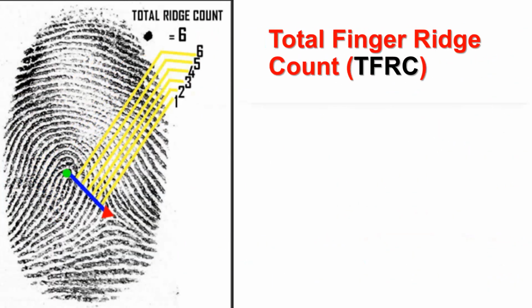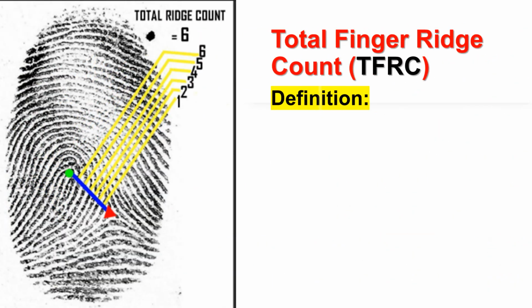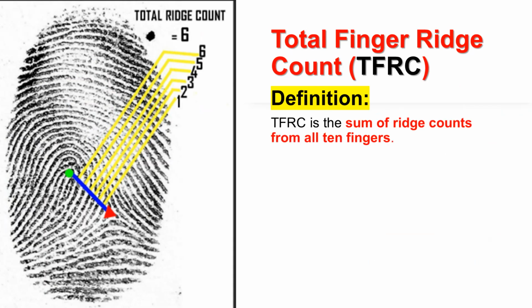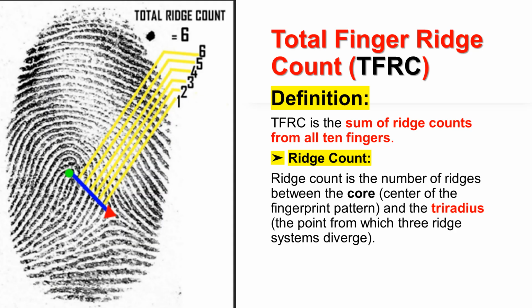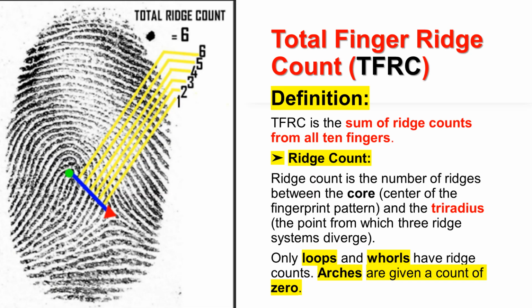Total finger ridge count, TFRC. Definition: TFRC is the sum of ridge counts from all 10 fingers. Ridge count is the number of ridges between the core, the center of the fingerprint pattern, and the triradius, the point from which 3 ridge systems diverge. Only loops and whorls have ridge counts. Arches are given a count of 0.